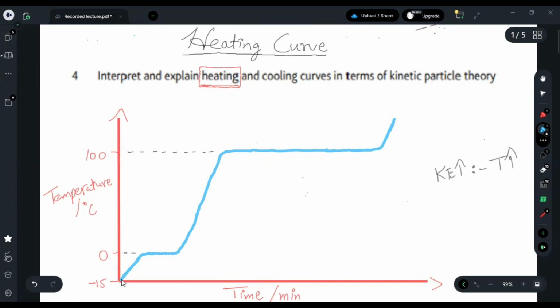I will assume that we take a block of ice, which is solid water, from the refrigerator, and we are going to keep it on a stove and turn on the flame. The moment we turn on the flame, we start the time and we start recording the temperature.